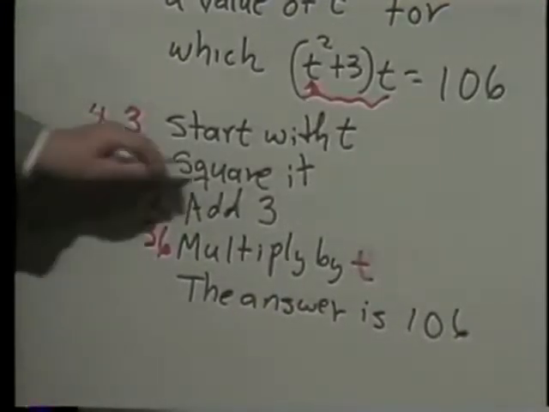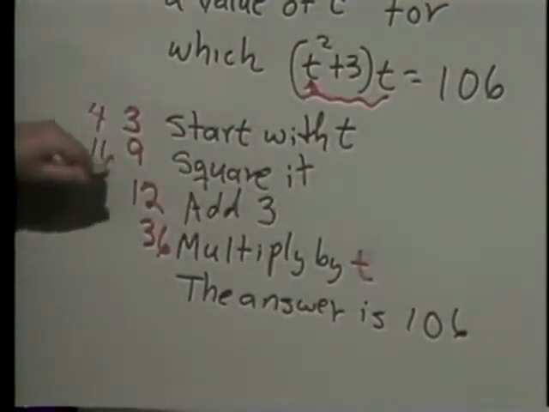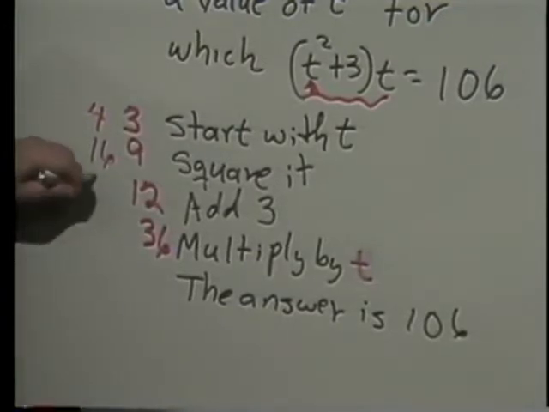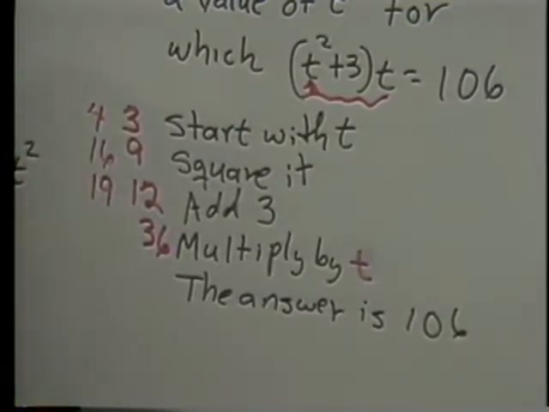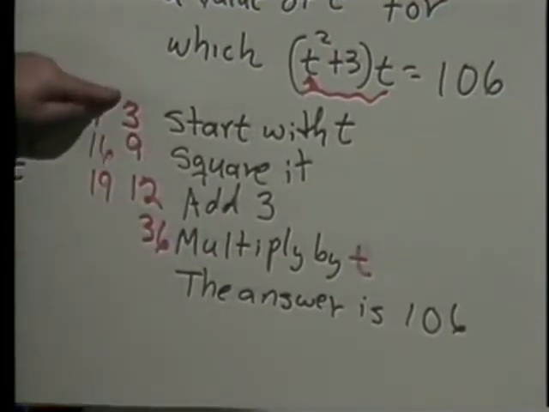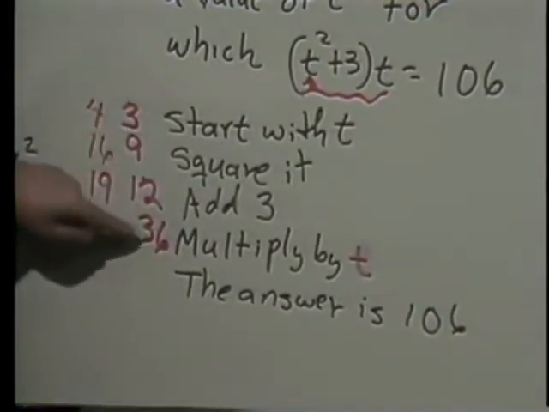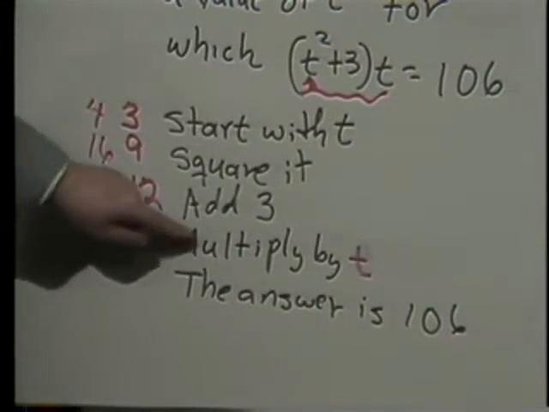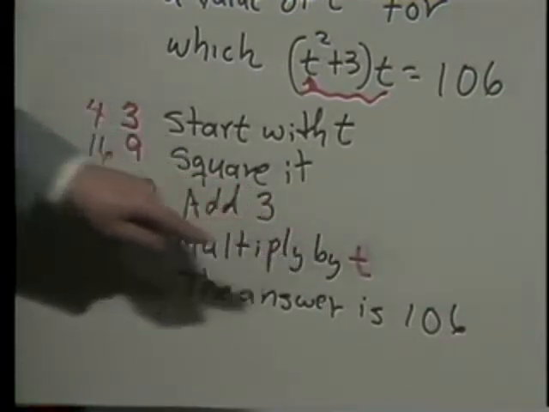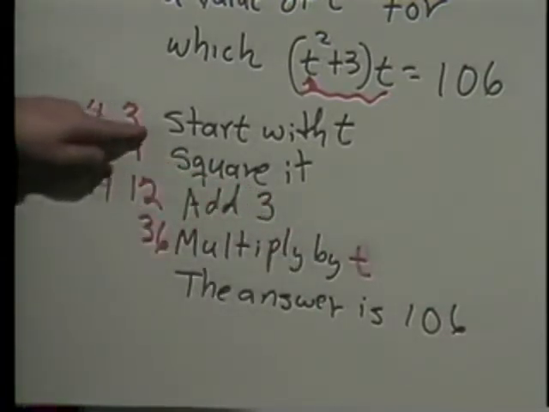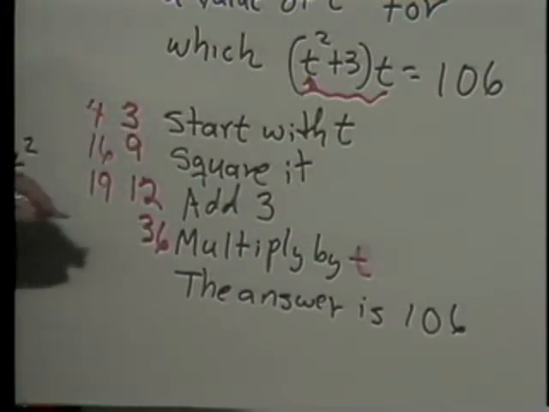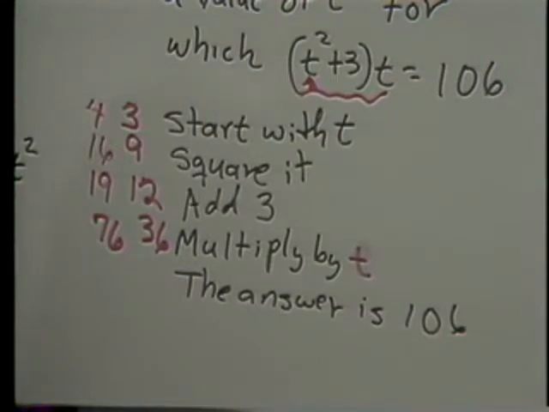I try 4. I square it. That gives me 16. I add 3. That gives me 19. Now I have to multiply by t. You see, my previous guess was t equals 3, so I multiplied the 12 by the 3. Now my guess is 4, so at this step, I don't multiply by 3, I multiply by 4. And what does that give me for an answer? 76. What answer am I looking for? 106. So I still guessed wrong.